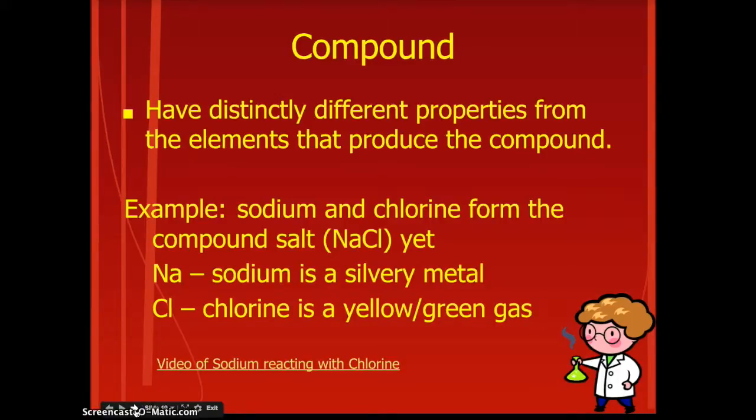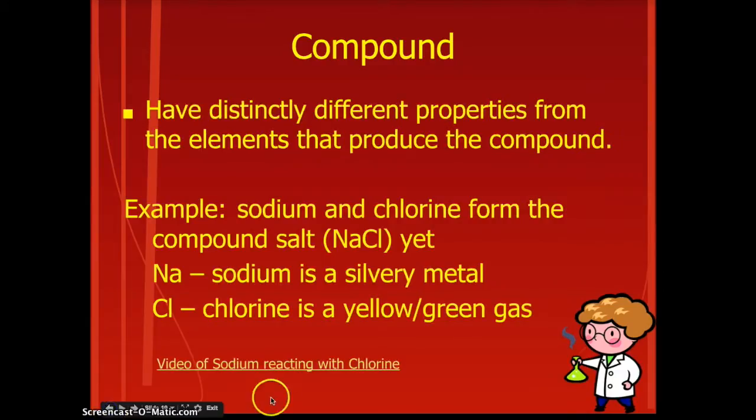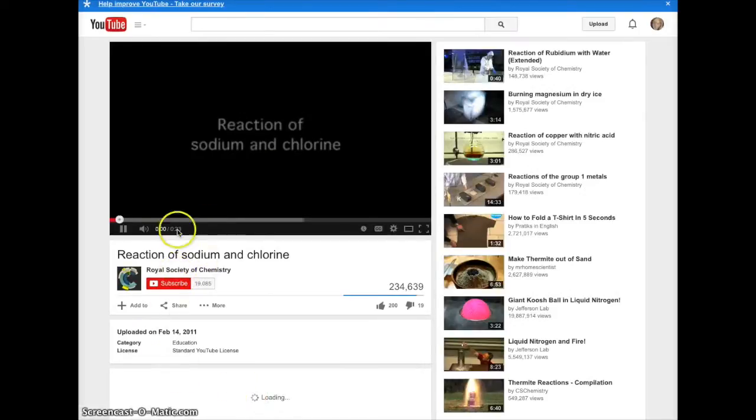So again, they have distinctly different properties from the elements that produce them. So again, as I gave you the example earlier, Na, which is sodium, is a silvery metal. Chlorine is a yellow-green gas, but when you put them together, they create table salt that has a definite and constant composition throughout, but very different than the original parts. Now, I want to show you a really quick video of how sodium and chlorine react together.